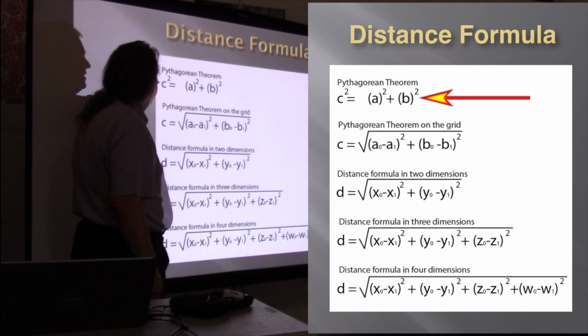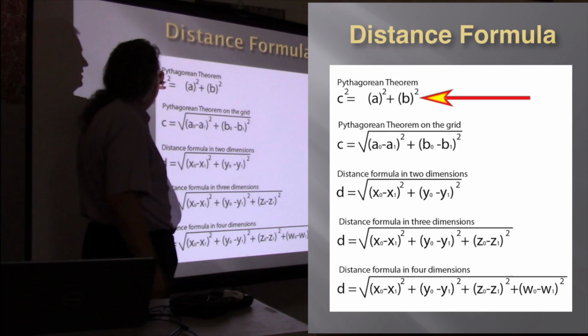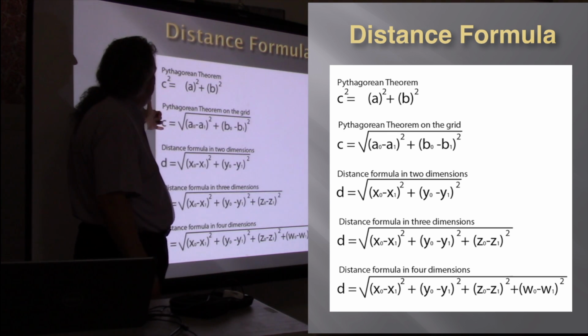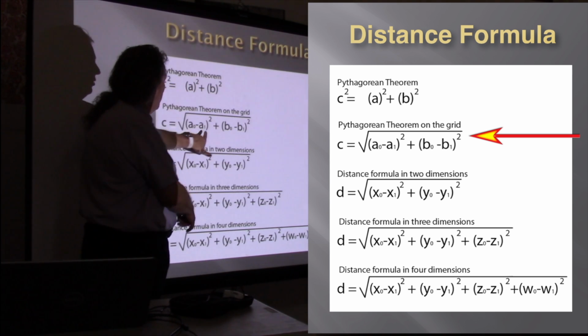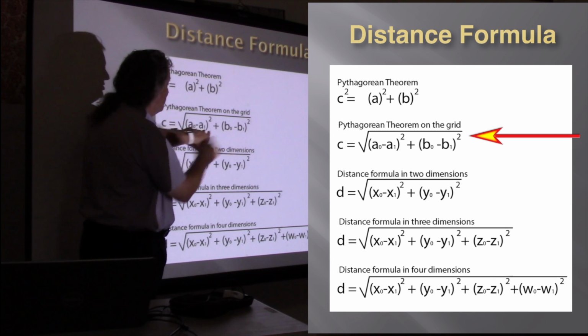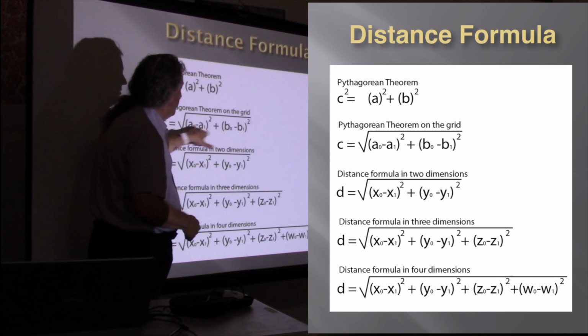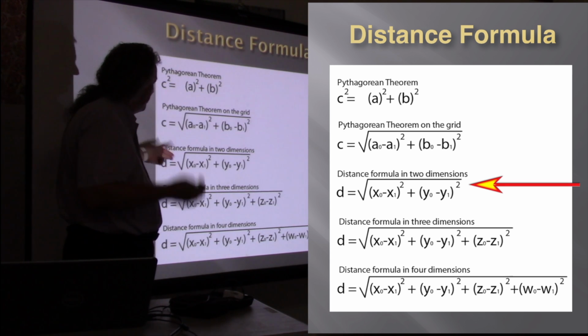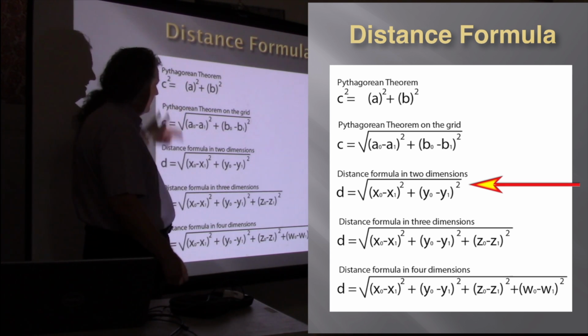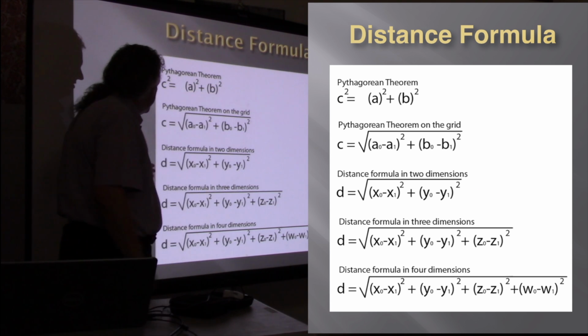So here's the Pythagorean theorem, A, B, and C. Here's taking the Pythagorean theorem and putting it on the grid where we had those shifts in the dimensions. This is one dimension, here's another dimension. Here's the distance formula in analytic geometry where you use x and y. It's exactly the same thing, except the variables are different.